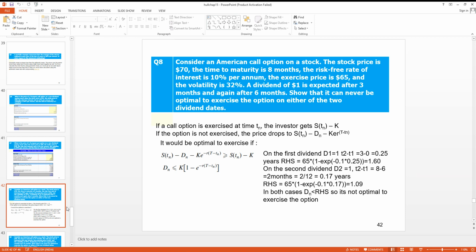So on the first dividend date, D1 is 1 and T2 minus T1 is 3 minus 0, because the first dividend comes after 3 months, which is 0.25. Second dividend, it is 8 minus 6, which is 2 months. So right hand side of the equation works out to 65 times 1 minus exponential of minus 0.1 times 0.17, which is 1.09. So in both cases, the Dn is less than the right hand side, which is K times 1 minus e raised to the power minus R times T minus Tn. So it is not optimal to exercise the option.